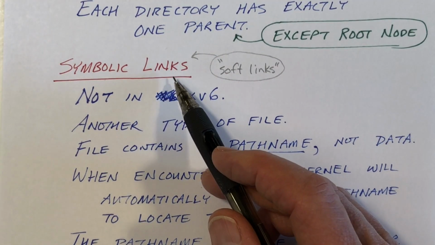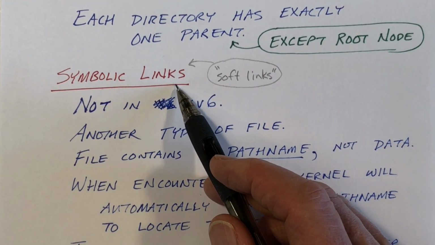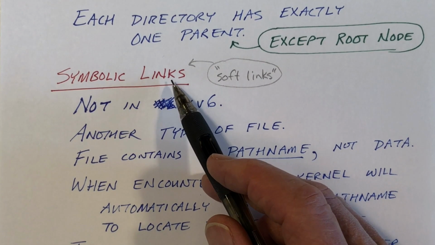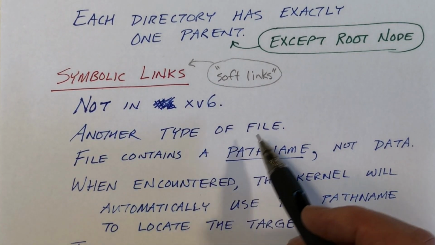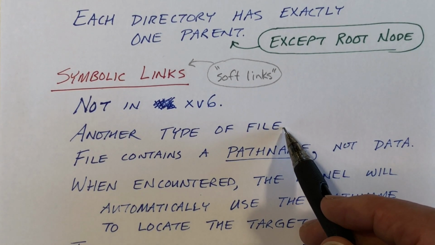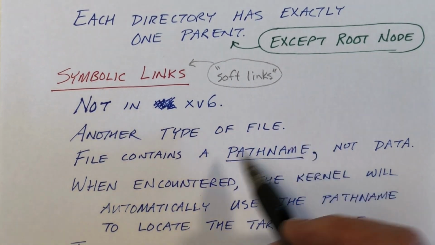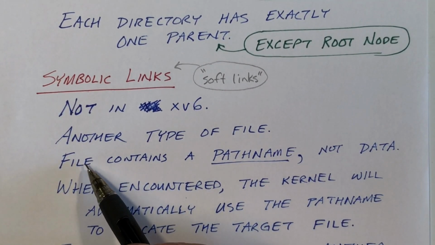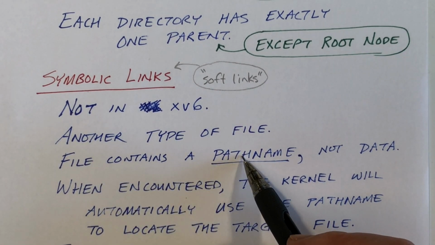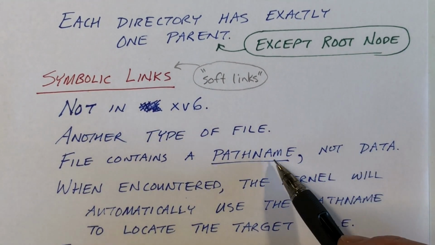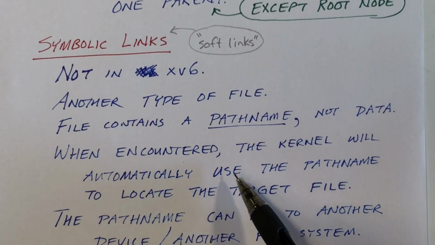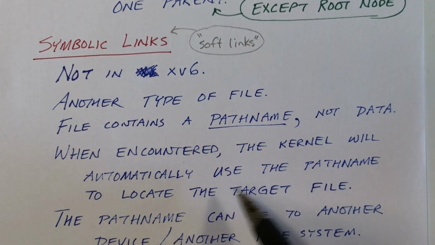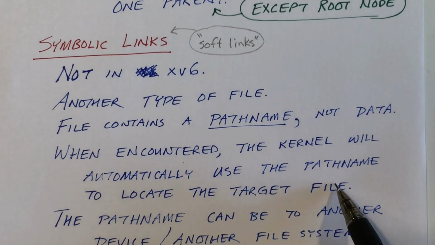So in xv6, we have regular files, directories, and devices. A symbolic link is another kind of file, and that's not included in xv6, but it is a type of file. So what's going on with a symbolic link? Well, we have a file, okay, but the file doesn't contain data. It contains another path name. And when encountered, the kernel will automatically use that path name to locate what we can call the target file.